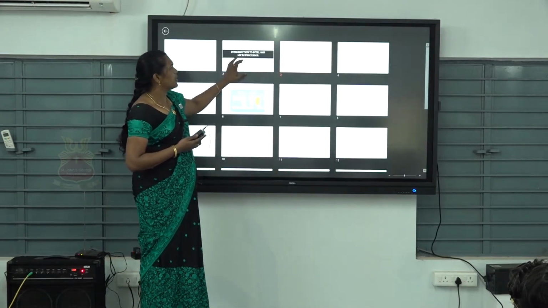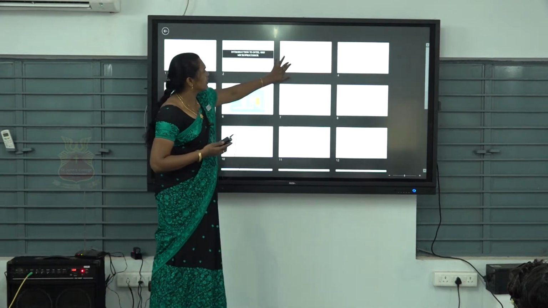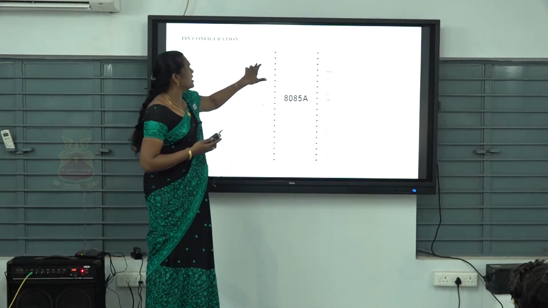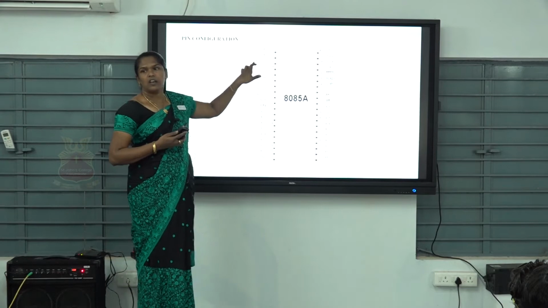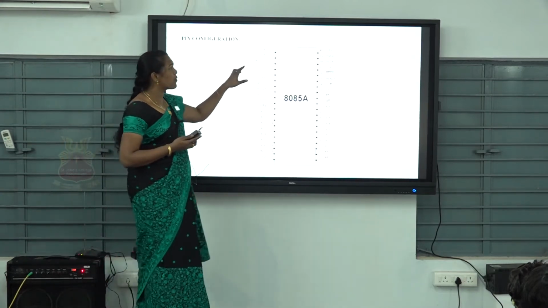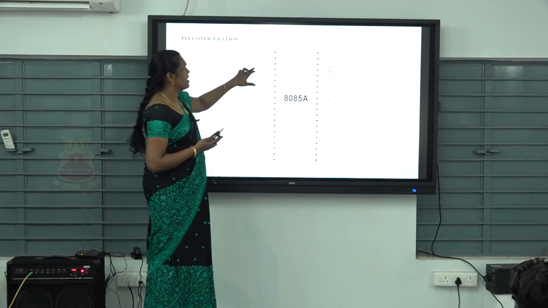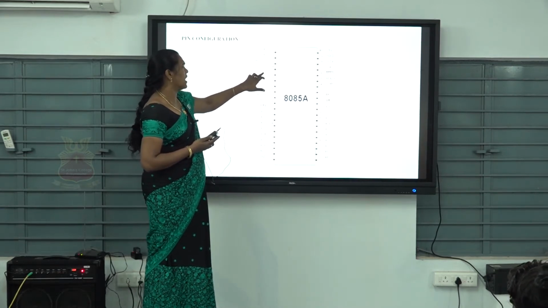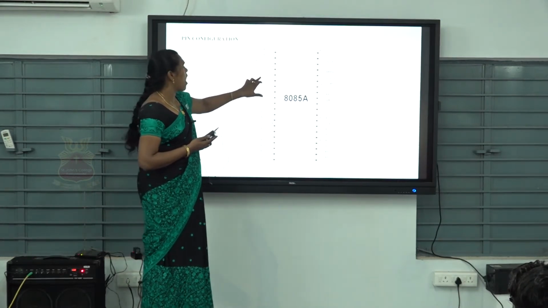Then the third pin is used for reset out. This pin is used as an output pin for output devices. Okay. Then serial output data, serial input data. So the arrow mark denotes whether it is an input pin or an output pin.